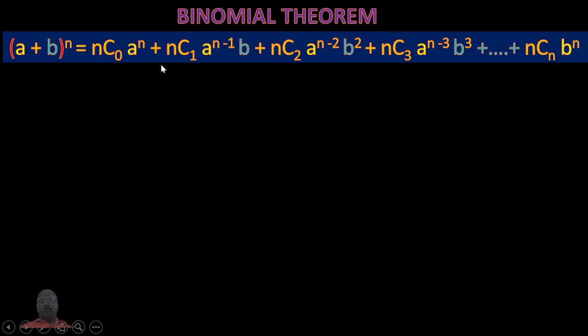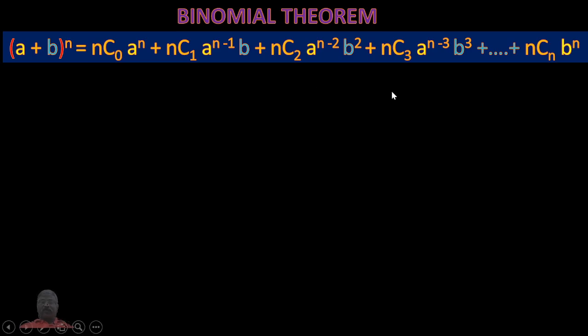plus nC1 a to the power n minus 1 b plus nC2 a to the power n minus 2 b square plus nC3 a to the power n minus 3 b cube plus, etc. So, the last term is nCn b to the power n. In between we can have a term nCr a to the power n minus r b to the power r, which may be very useful for you to solve problems.